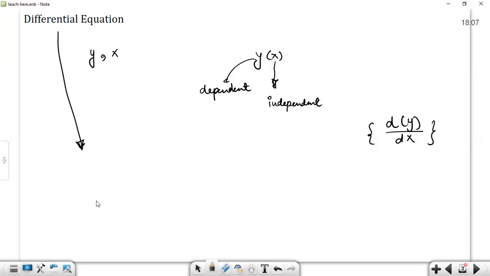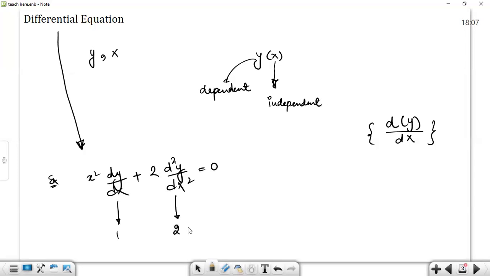Yes, sir. An example can be x squared dy by dx plus 2 d squared y by dx squared equals 0. In this, we can see there's a derivative of first order and a derivative of second order. What is first order and second order? It is the number of times we have differentiated the dependent variable with respect to the independent variable. It is a thing to note that dy by dx should be in this form, and we'll be talking about the differential equation more.